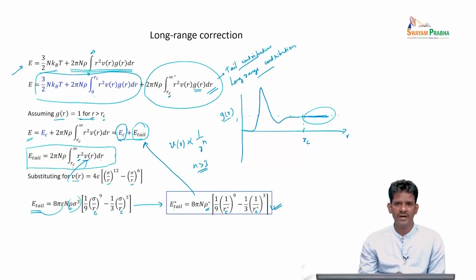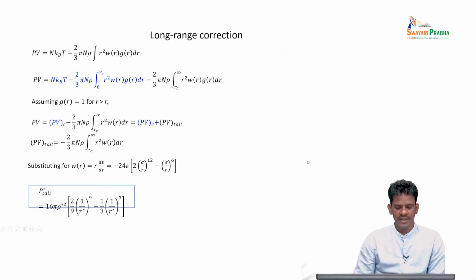So this approach of tail correction works only for short range interactions. When you have long range interactions such as dipolar or Coulombic interactions, we have to deal with them separately in a different way. This approach is valid only for short range interactions such as hydrophobic interactions or Lennard-Jones interaction, etc. And now we can also do the same for pressure correction.